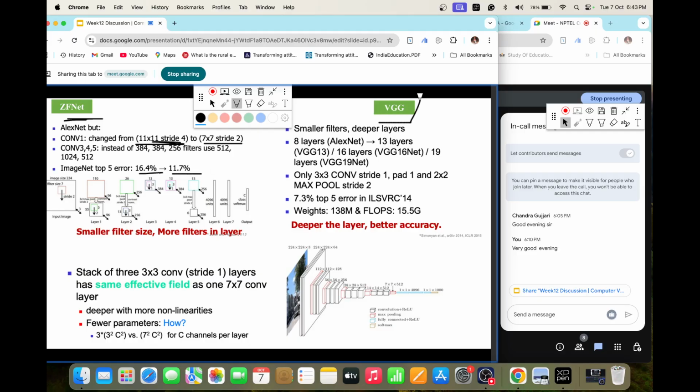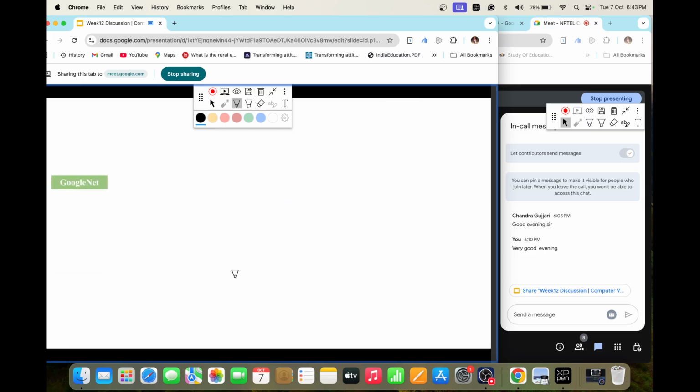And then we have VGG, which has different types of layers. For example, there is VGG 8, that is only 8 layers. Then VGG 13 with 13 layers, VGG 16 with 16 layers, and also VGG 19. So different types of architecture. Here also there are different filters and strides that have been used. So again you can just read the theory over here.